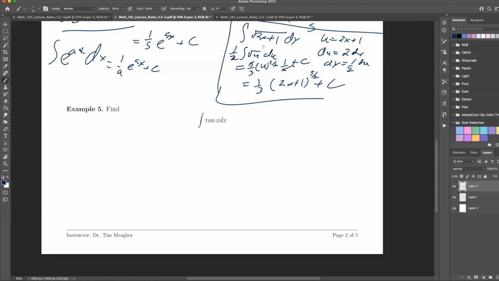Sorry, this is just like a side problem. If you don't have the side problems when you turn in the notes, I'm not going to be worried about it. Okay.